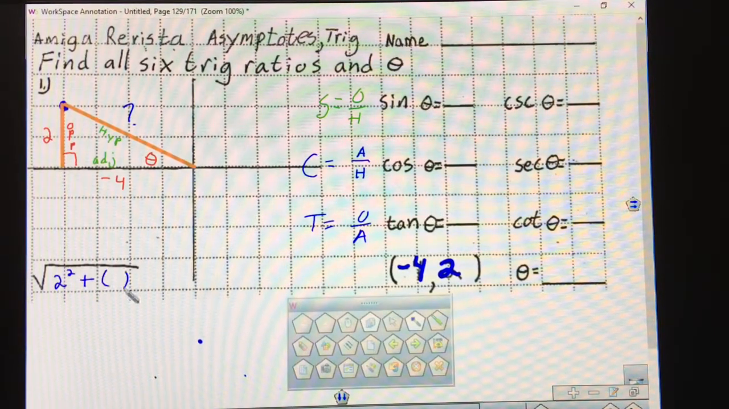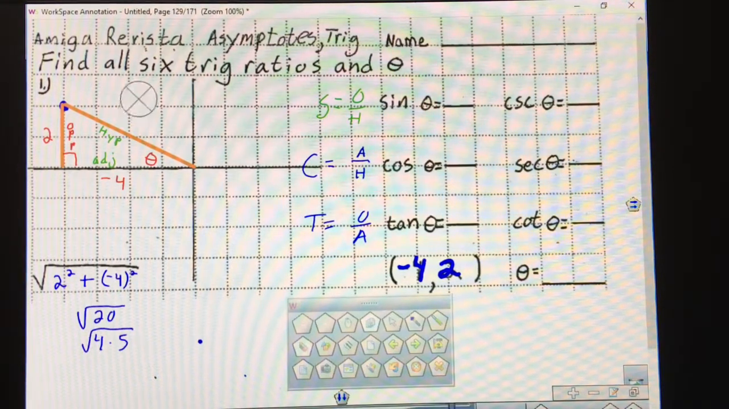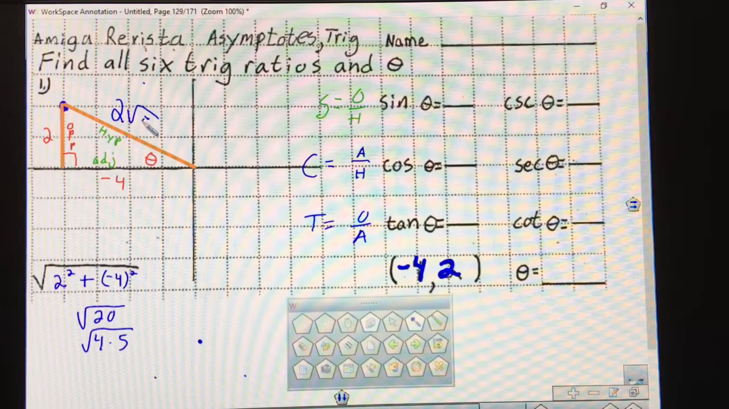I add it. Now, if you square that up, it's going to be the same as just 4 squared. And when I type that in, that's going to be 4 plus 16. That's root 20. And that breaks down to 4 times 5, or 2 root 5 is my radius or my hypotenuse. 2 root 5. The calculator will do it for you.